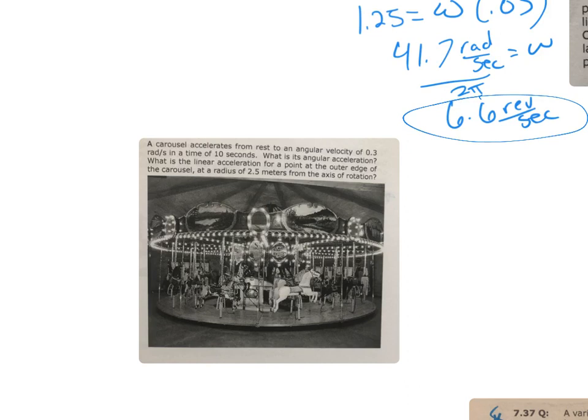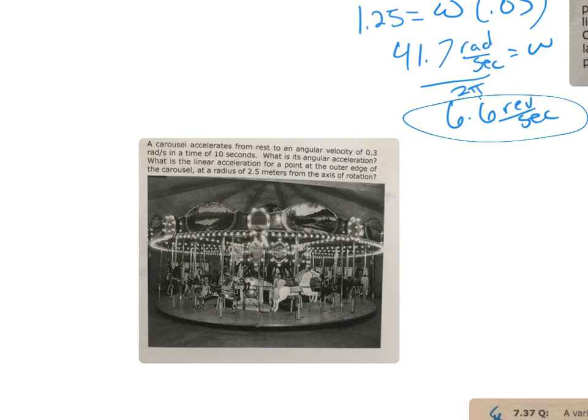Then we've got a carousel that accelerates from rest to an angular velocity of 0.3 radians per second in 10 seconds. What is the angular acceleration? What is the linear acceleration for a point on the outer edge at a radius of 2.5 meters?